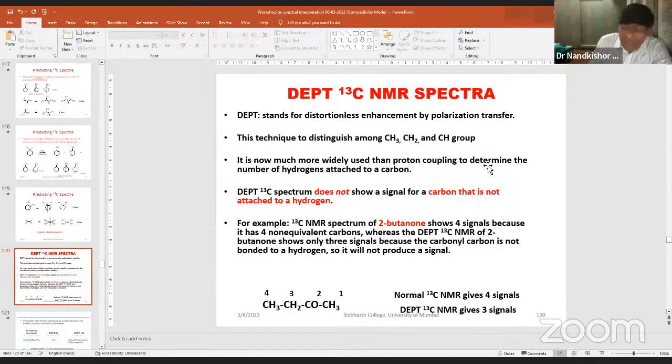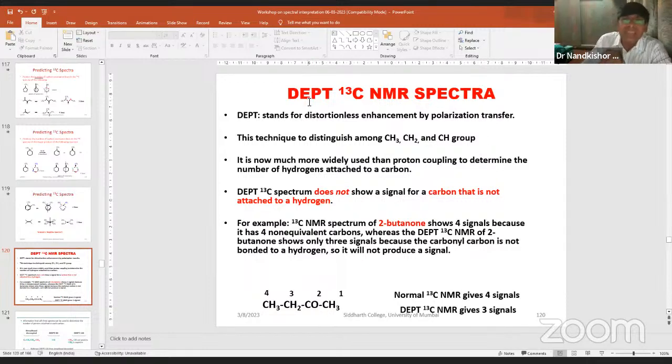There is an odd and even number of protons in groups like CH3, CH2, and CH. That means CH2 has an even number of protons, and the odd number is CH3 and CH. So odd and even are polarized at different angles, 45, 90, and 135, and you will get the peaks appearing in the C13 spectra in a different fashion. So you can directly come to the conclusion that this carbon possesses CH3, this one possesses CH2, this one possesses CH, or has a quaternary carbon.